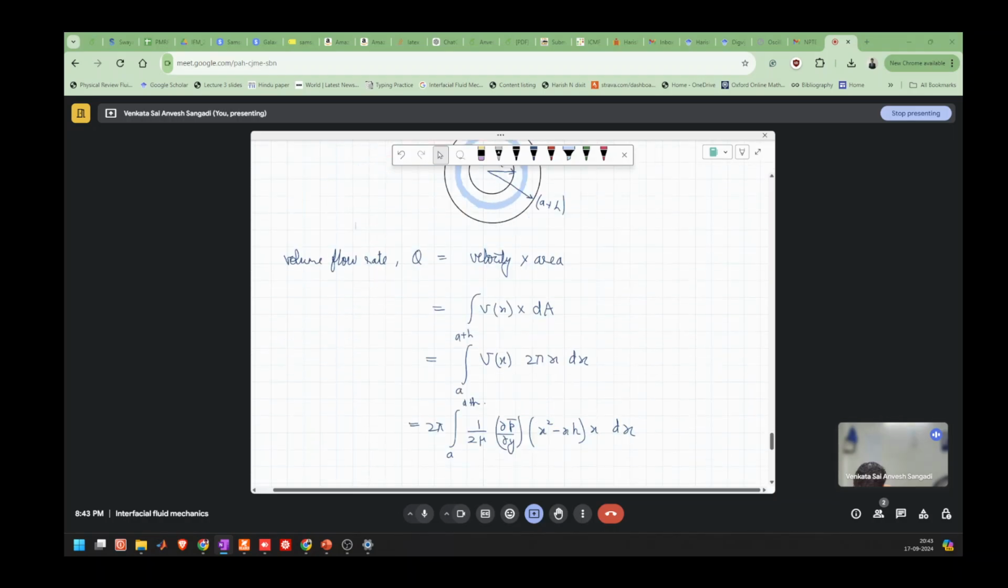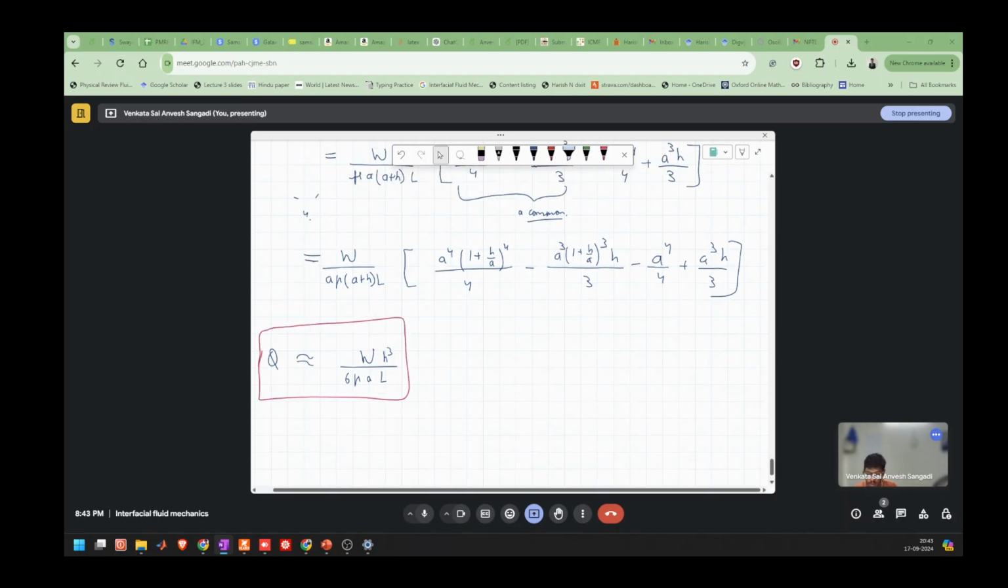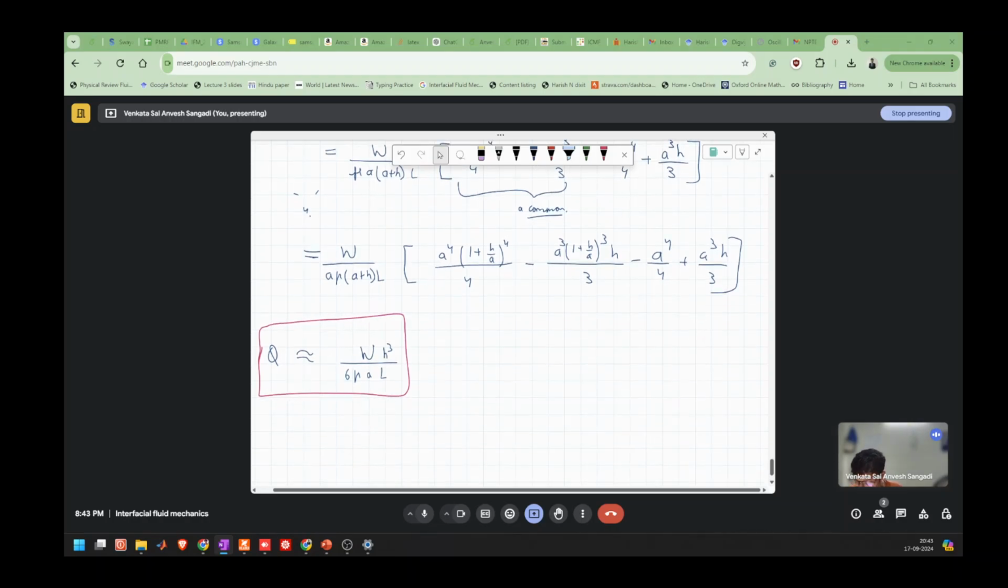So the solution is Q. So this is the final solution. I'll explain the correct derivation of the volume flow rate exactly in the next class.